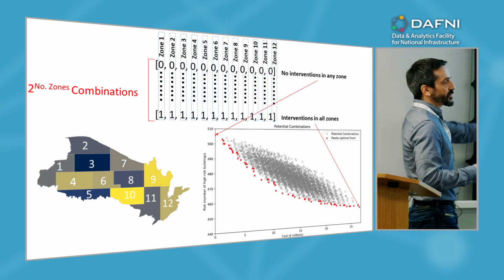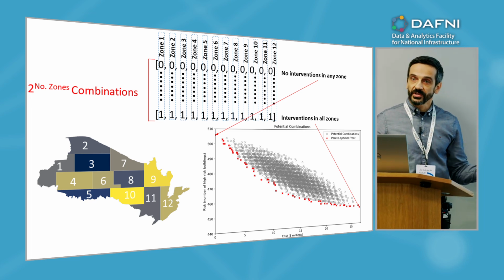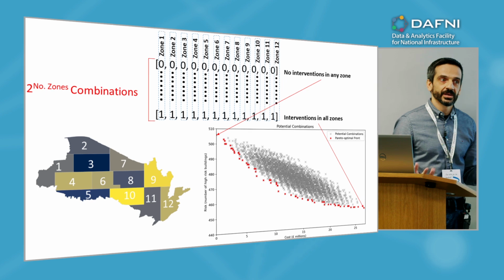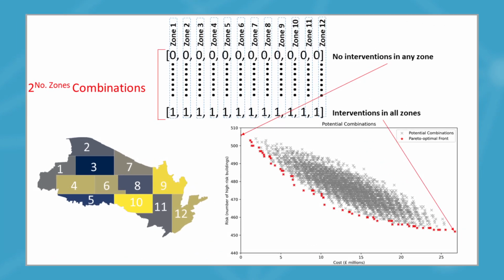But 12 zones is not enough, yeah? So probably we need about 50. So then it becomes impossible. Once the number of zones grows, the possible combinations grow exponentially. But then we can employ an optimization technique in order to approximate this Pareto front. And once we have that, practitioners can use this in order to make an informed decision.